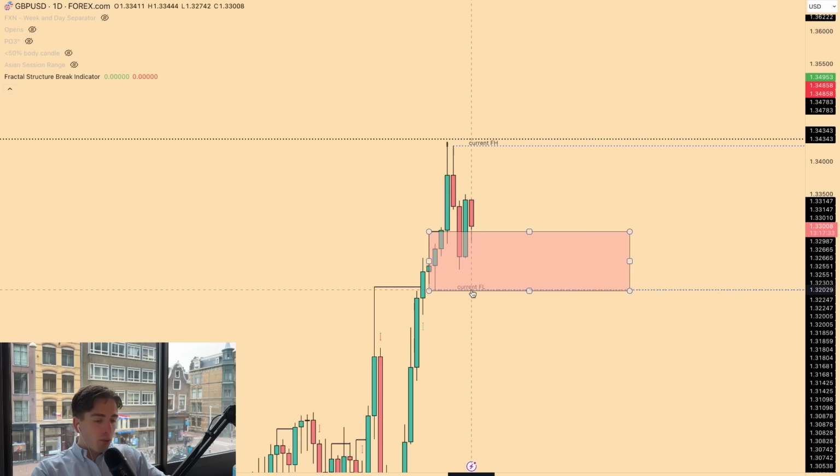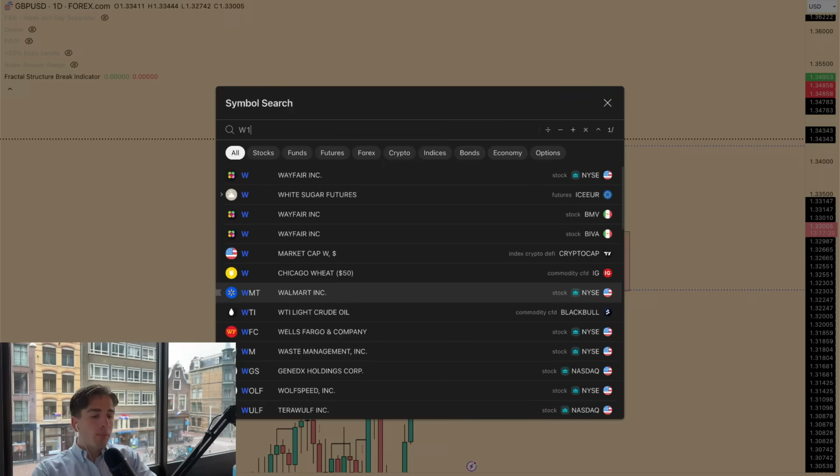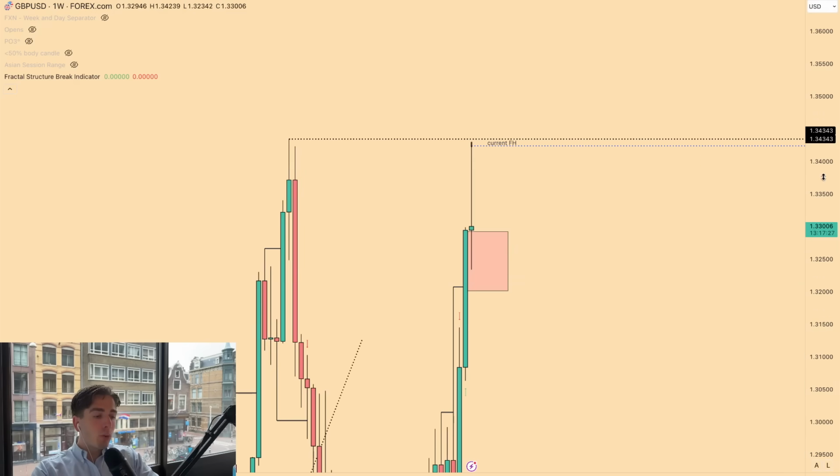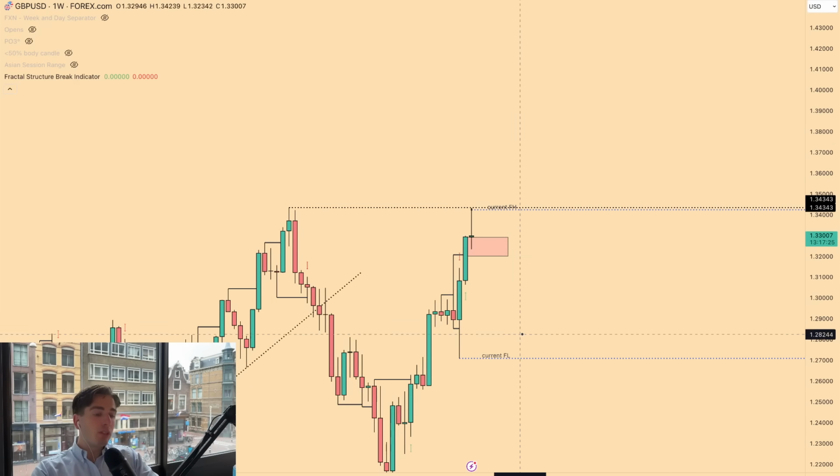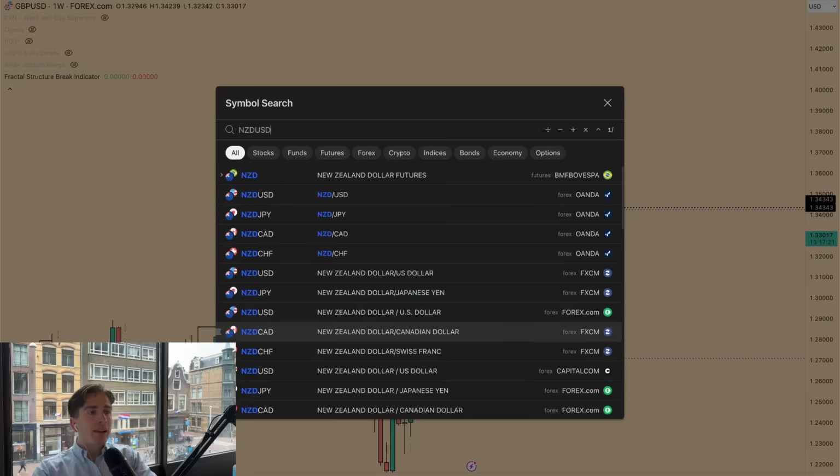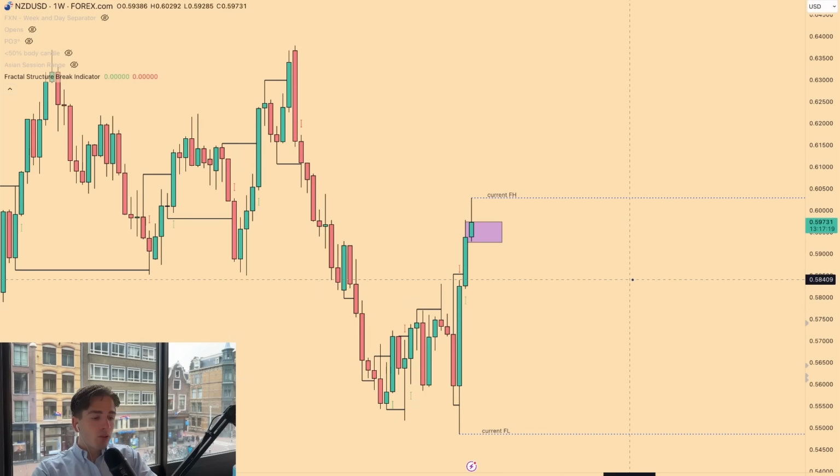Okay, so either we break the daily fractal low, which is the current FL, or we sweep the weekly liquidity high, and then we start looking for more aggressive shorts, in my opinion. Then last of all, we have NZDUSD, of course, as well, and gold.